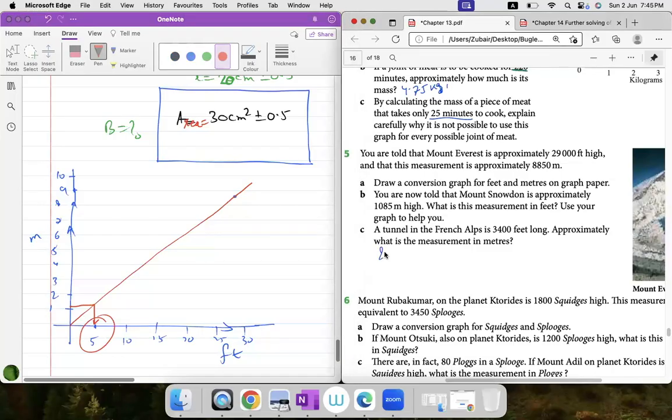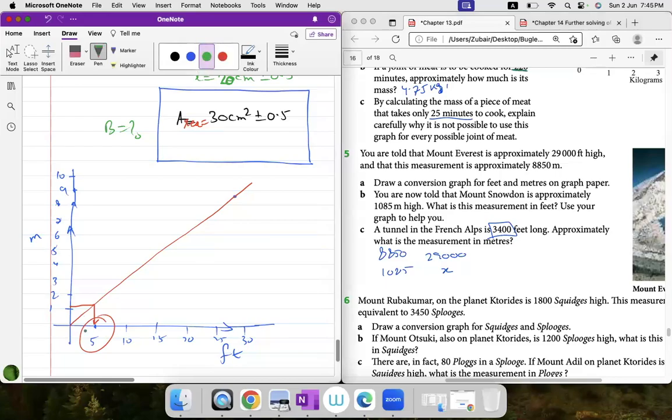Like we can write 8,850 and 29,000. And I need to answer this. So this is 29,000 times 1085 divided by 8,850. And this is giving me 3,555 feet. A tunnel in the French Alps is 3,400 feet. Approximately what is the length in meters? So obviously we read from the x-axis where 3,400 would intersect and we convert them into meters.